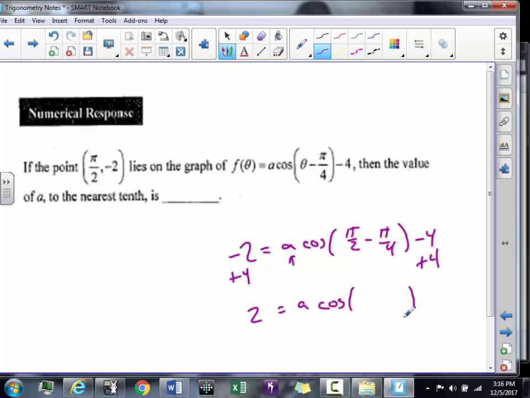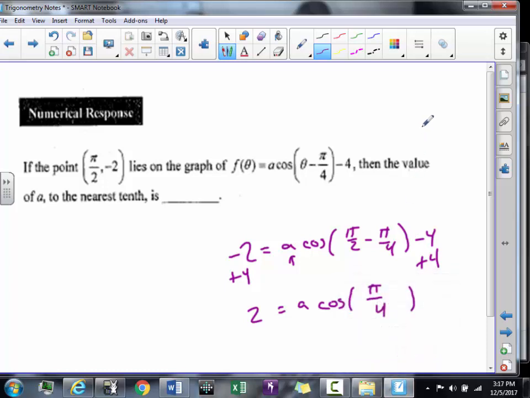Okay, inside the brackets, I have pi over 2 minus pi over 4. What is half of pi minus a quarter of pi? Quarter of pi. If you have half of something and you lose a quarter, like say you have 50 cents, and you lose 25 cents, you're left with 25 cents. So in a way, this right here is pi over 4.